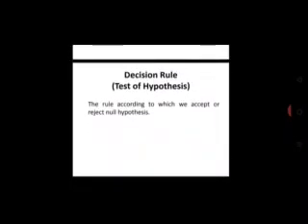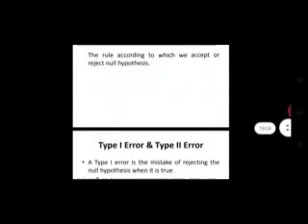What is decision rule? Test of hypothesis. While testing the hypothesis, there is decision rule, the rule according to which we accept or reject null hypothesis. We as researchers have some rules already set, and we follow them while accepting or rejecting the null hypothesis. We have to look at the results. If the results fall more in favor of null hypothesis, then it would be accepted. If the results are in favor of alternate hypothesis, then the alternate hypothesis would be accepted as correct and the other would be rejected.